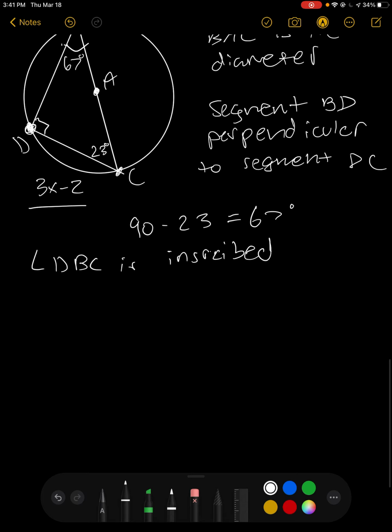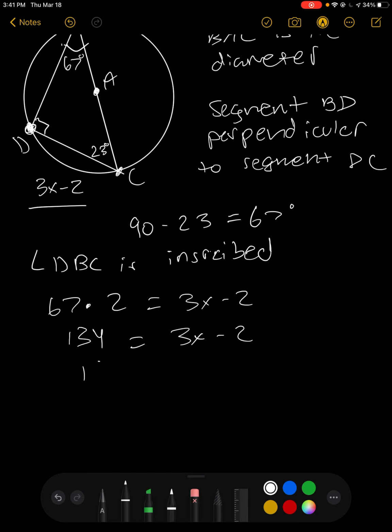So what we can do is 67 times 2 is going to be equal to 3x minus 2. We can set that equal there. Now we know that 134 is equal to 3x minus 2. 136 is equal to 3x. X is equal to 45.333.